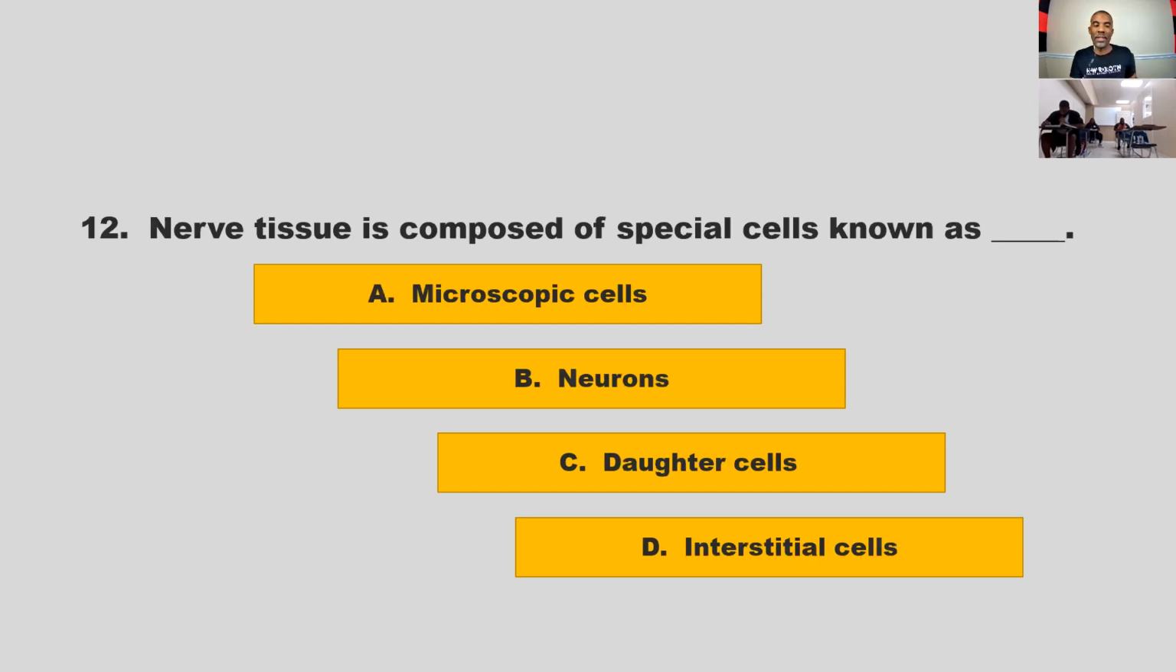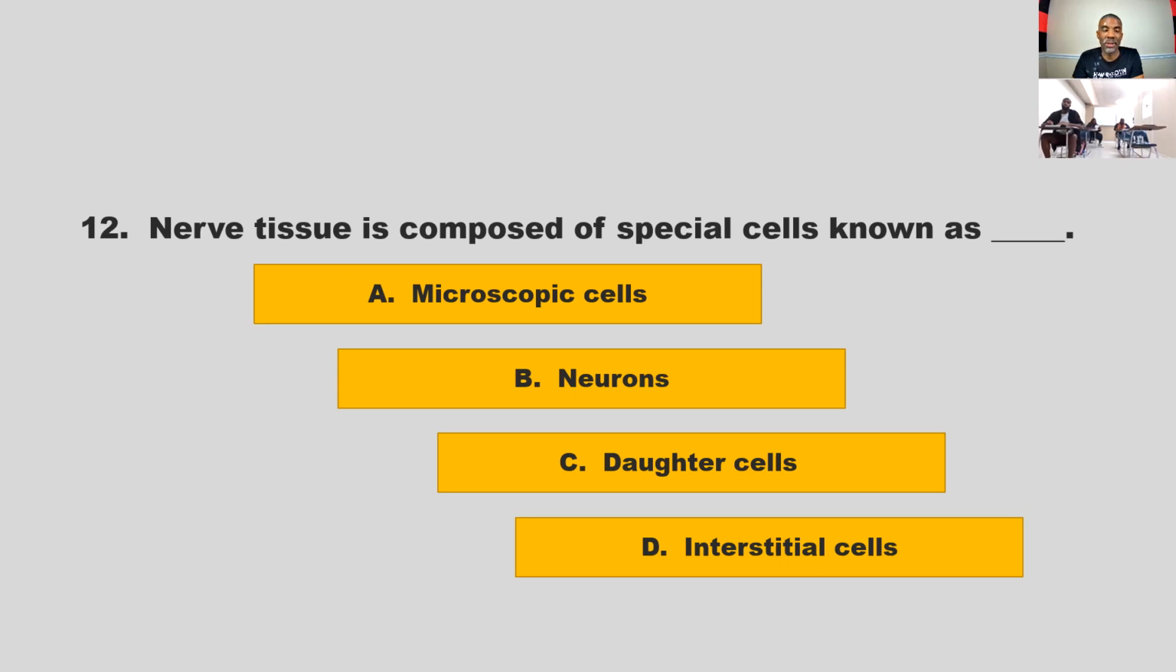Now, on this question here, nerve tissue is composed of special cells known as, is it microscopic cells, neurons, daughter cells, or interstitial cells? It's C. Daughter cells? No. Nerve tissue. It's not that.